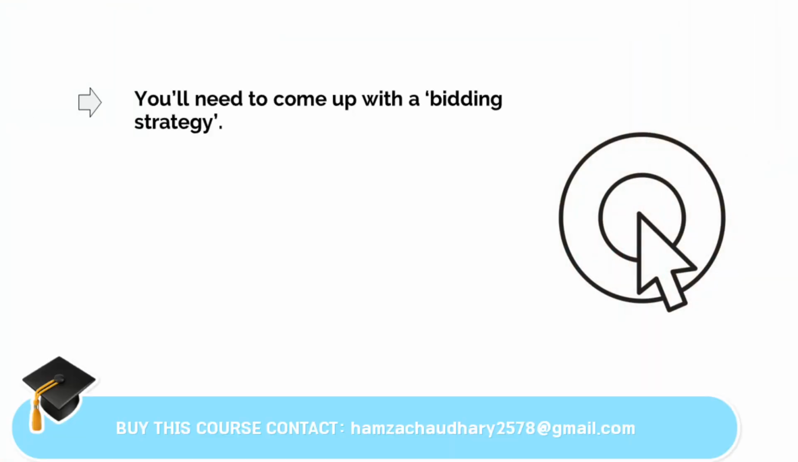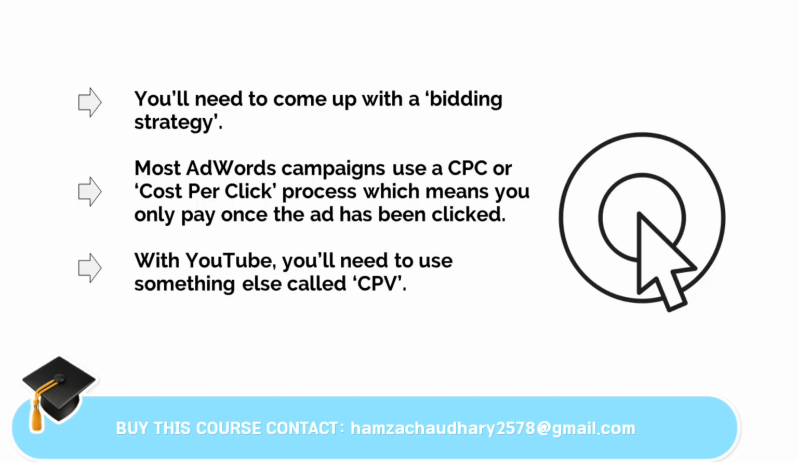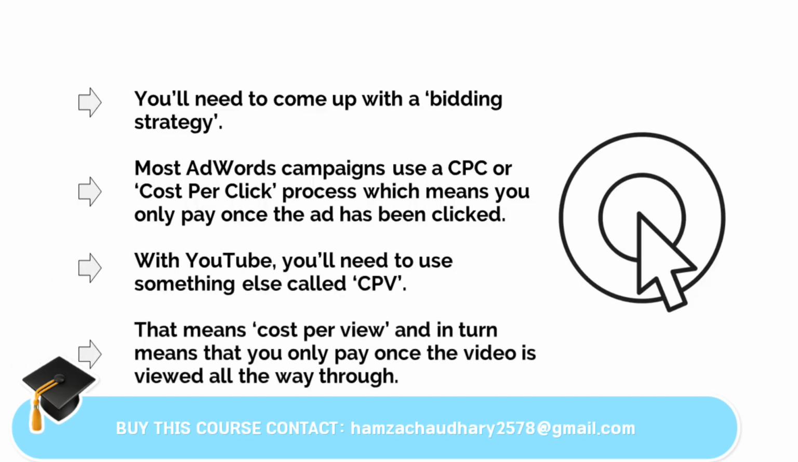So with this all linked, you'll need to come up with a bidding strategy. Most AdWord campaigns use a CPC, or cost per click process, which means that you only pay once the ad has been clicked. With YouTube though, you'll need to use something called CPV. That means cost per view, and in turn means that you only pay once the video is viewed all the way through. We'll talk about this a bit more in a moment, but for now, all you need to know is that the amount you bid is the amount that you'll pay for each view.